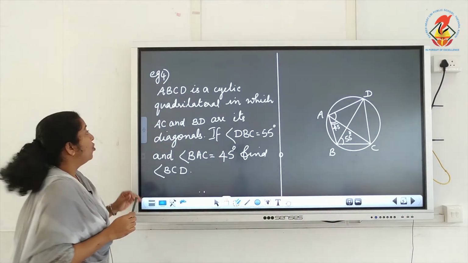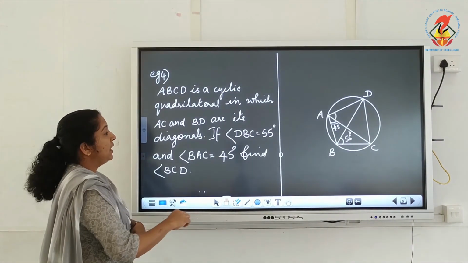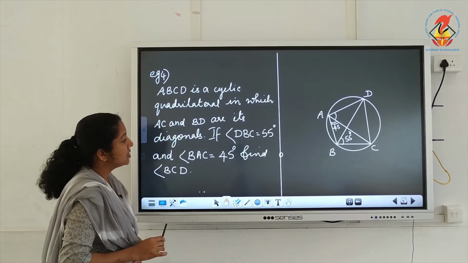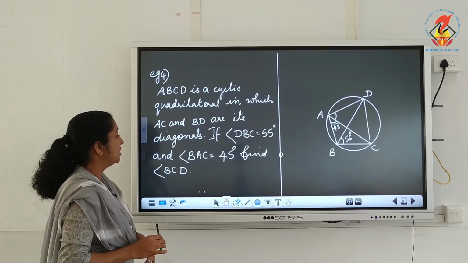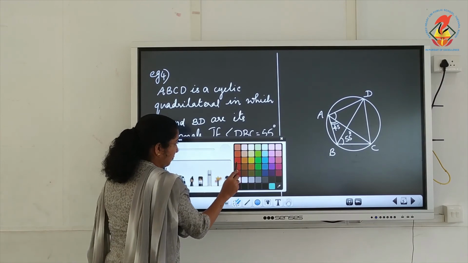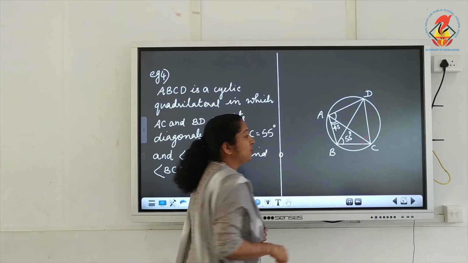Then example 4. ABCD is a cyclic quadrilateral in which AC and BD are its diagonals. If angle DBC is equal to 50 degree and angle BAC is 45 degree, find angle BCD. What is given? Angle BAC is 45 degree and what is given? Angle DBC is 55 degree. What you have to find is angle BCD. This is what we have to find.